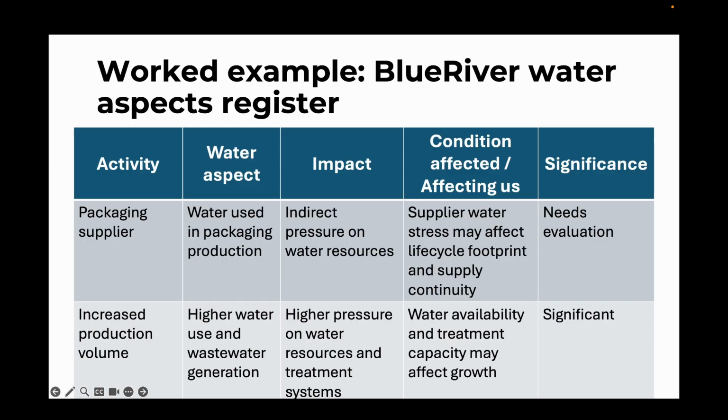For suppliers, the aspect may be indirect. So packaging choices can have water-related implications if production occurs in water-stressed regions. And if BlueRiver increases production, the water-related aspects may become more significant because water withdrawal and wastewater volume increase. So this is how the register starts to support real decisions.